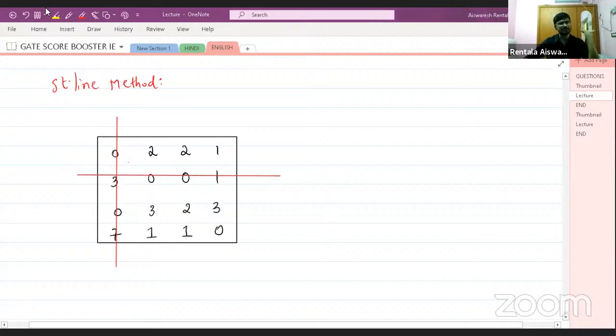Now is any other combination possible where using only two straight lines I will be able to cover all the zeros? I don't think so. It is not possible. So with only two straight lines, you cannot cover all the zeros. You can try. So a minimum of three straight lines are required to cover all the available zeros in this particular matrix. Okay, so done.